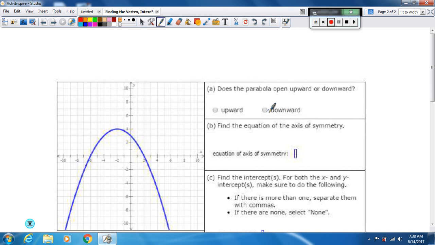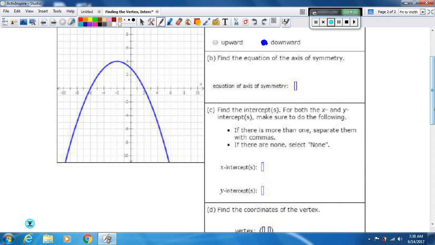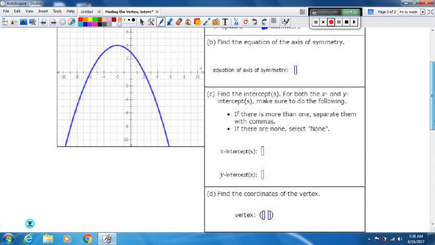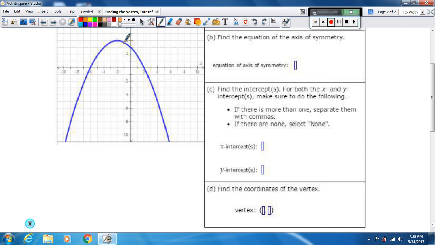The next one opens downward. Okay, again, I'm not going to do the equation of the axis of symmetry until I find the vertex, which they ask you in question D. So the vertex is the turning point. So right there, it'll be right in the middle. If you go down to the x-axis, that's at -2. And then go over to the y-axis and you are at 4.